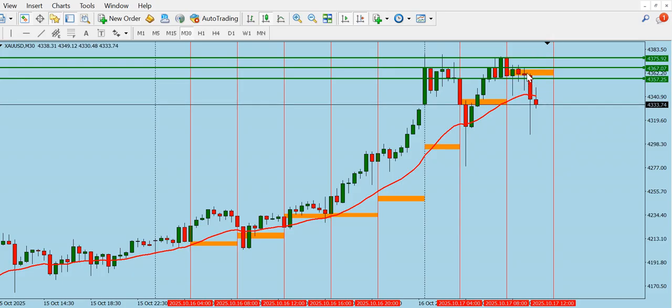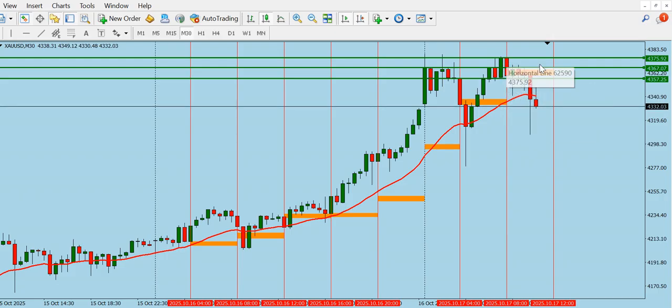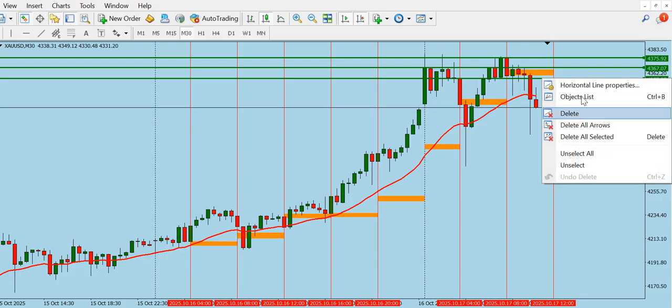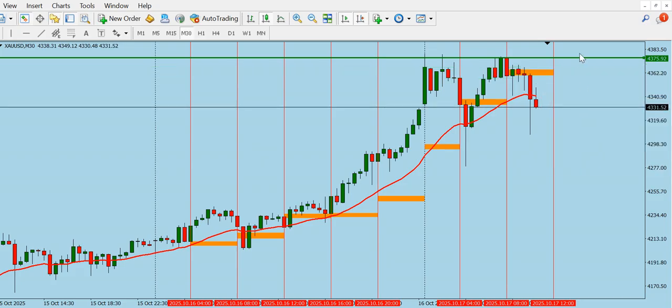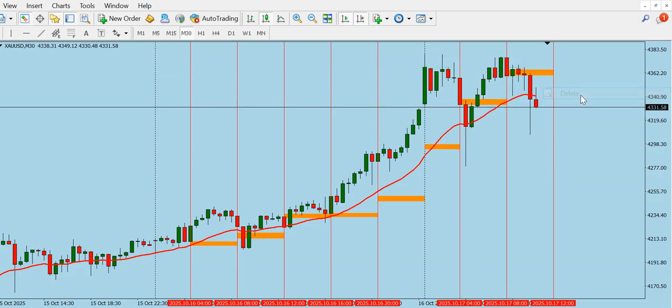Price leaves support behind. Now here price closed here, and the next close, we are yet to find the next close, and that will happen at the close of the 4-hour period. So we're going to delete all the horizontal lines.